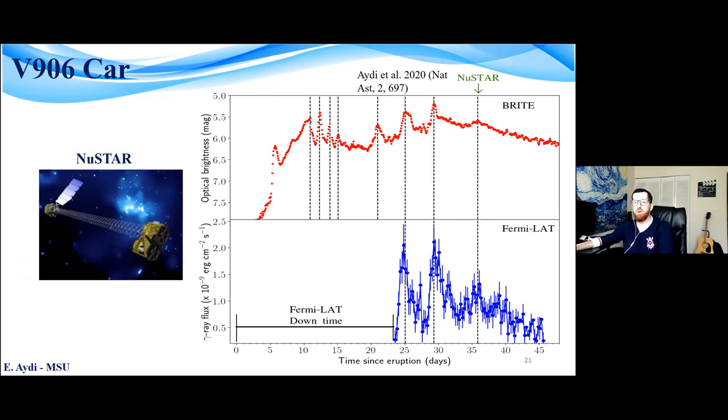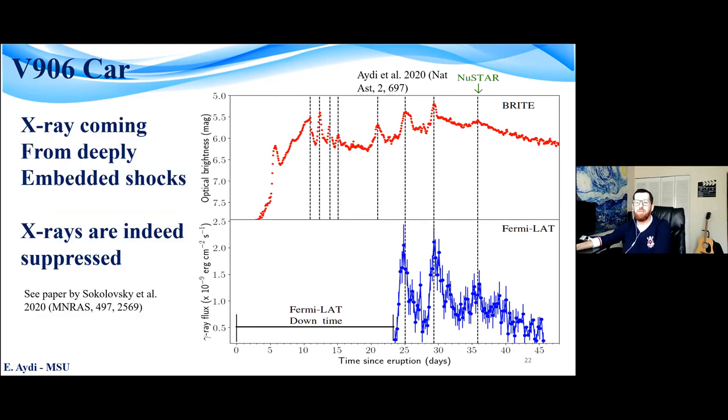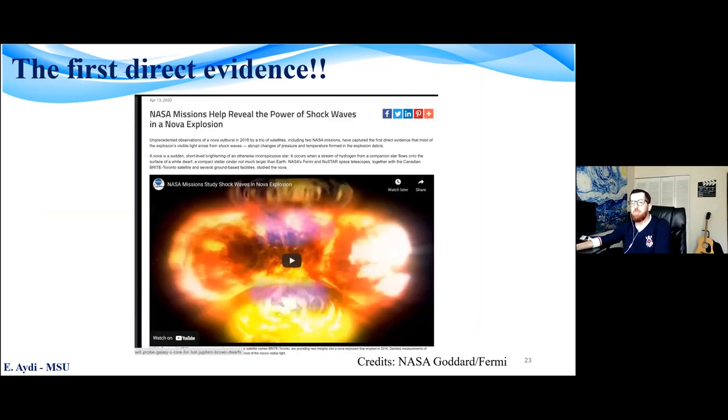We also had NuSTAR X-ray observations at the same time as the optical and gamma-ray flaring, and we detected faint X-ray emission originating from deeply embedded shocks. But as Brian mentioned, there is something that bothered us with the observation: the X-ray luminosity is a bit lower than the models predict, and this could be due to suppression by the gas around the shocks. So this set of unprecedented space observations presents us with the first direct observational evidence that shocks could indeed power the luminosity of a stellar eruption.